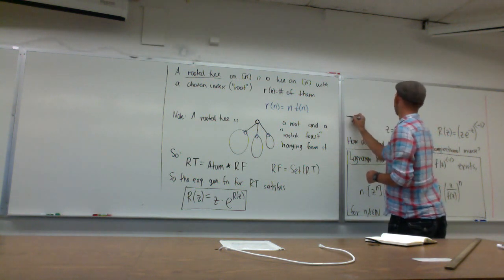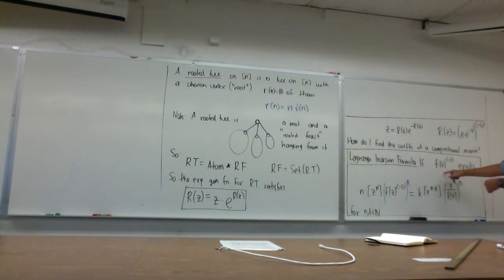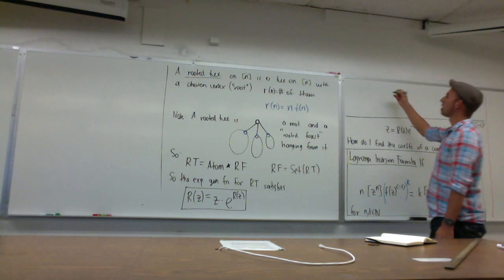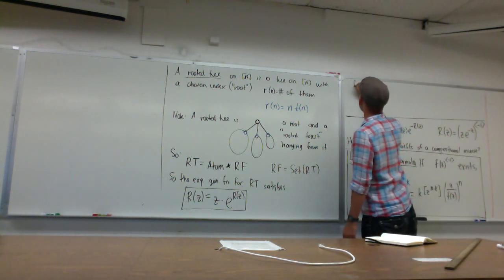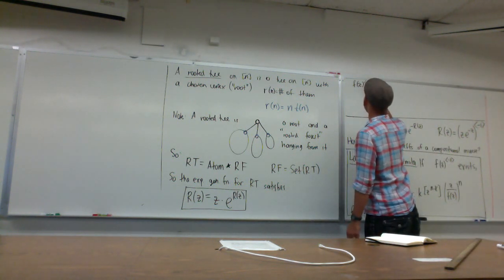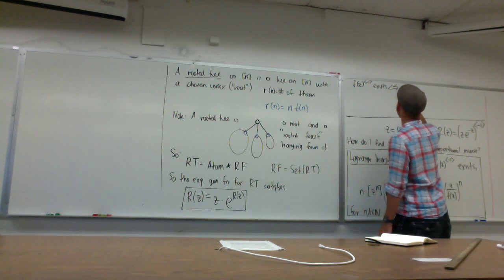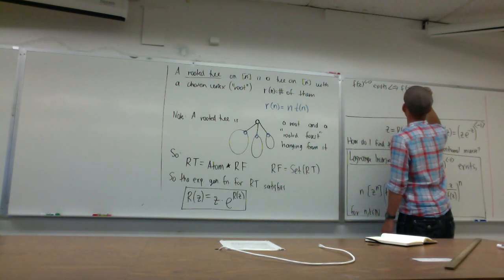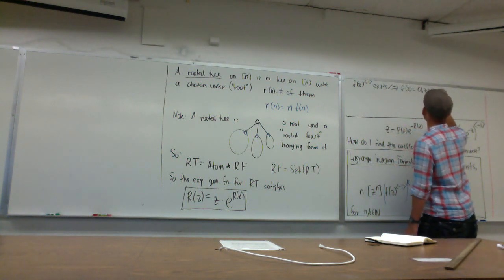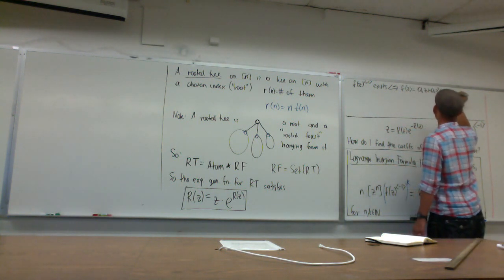Let me just say when this exists. f of z compositional inverse exists if and only if f of z is equal to a1 z plus a2 z squared plus etc., where a1 is not 0.